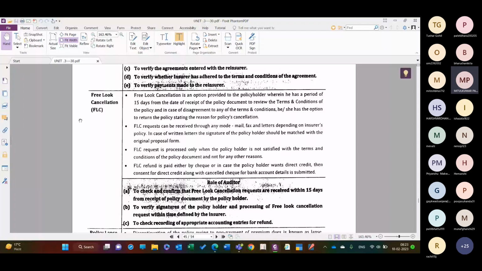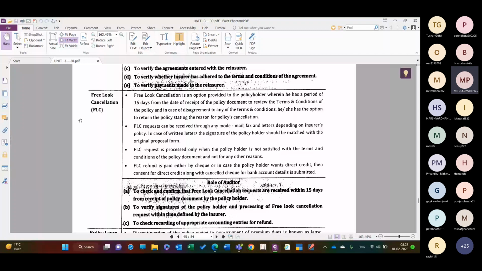So whenever a particular person subscribes to an insurance policy, this free look cancellation is always given, as per the IRDA Act. Free look cancellation is an option provided to the policyholder, wherein he has a period of 15 days. Generally nowadays it may be 30 days, sorry. 15 days तो इसमें लिखा है, लेकिन कई इंश्योरेंस पॉलिसी में 30 days भी होते हैं.